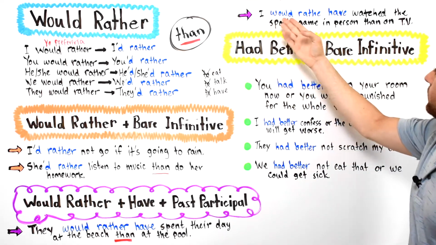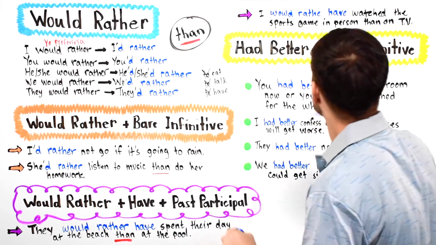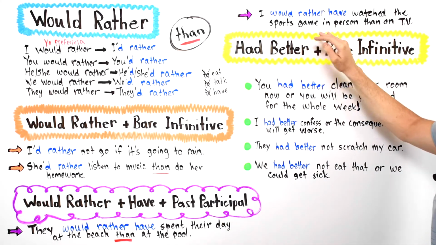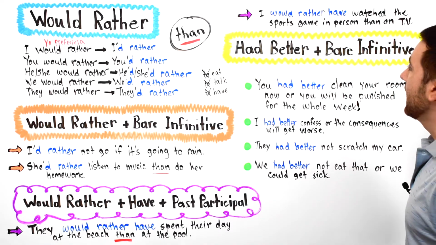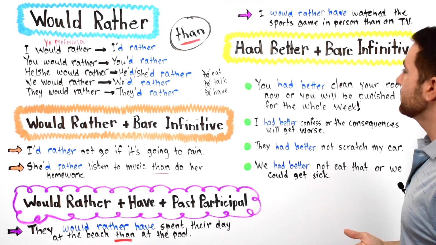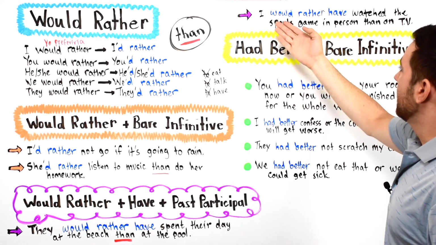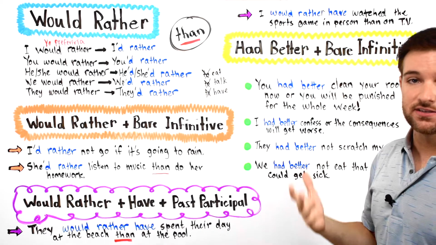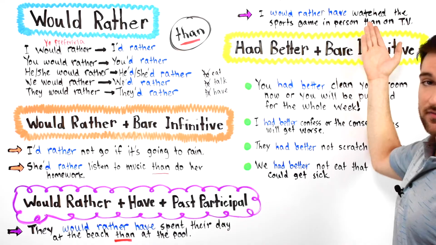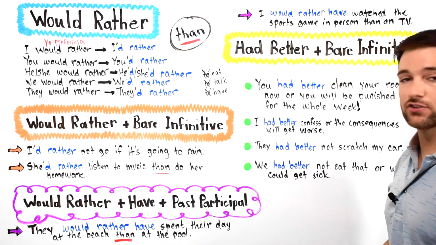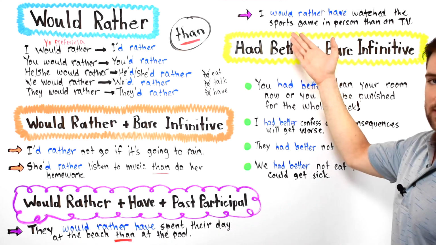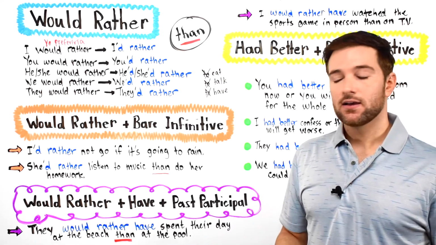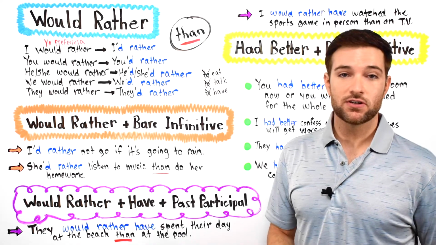And then we have I would rather, with an R, sorry guys. I would rather have watched the sports game in person than on TV. So, I would rather have is like yo preferiría haber visto. Visto is the past participle of the verb to watch. Okay, visto, watched. The sports game, en persona que en la televisión. So, yo preferiría haber visto los deportes en persona que en televisión.